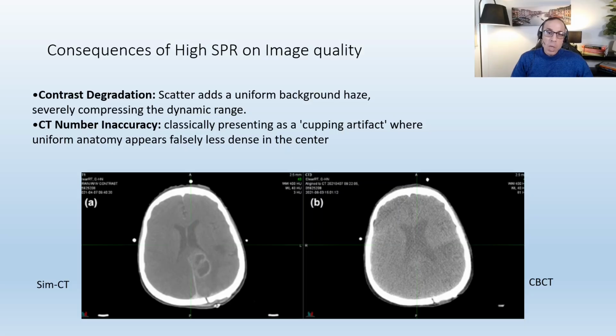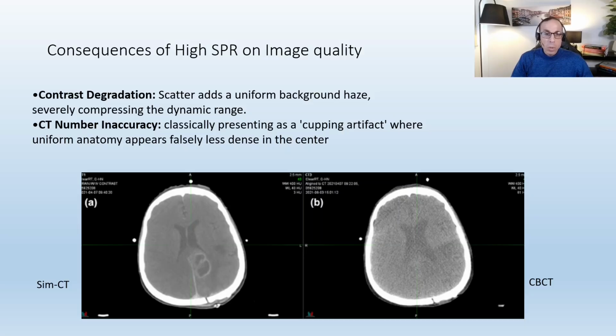The high scatter to primary ratio severely degrades soft tissue contrast, as you can see on the CBCT images, washing out the boundaries between organs at risk and targets. Second, it causes severe CT number inaccuracy, classically presenting as a cupping artifact. We will talk about it in the next slide.